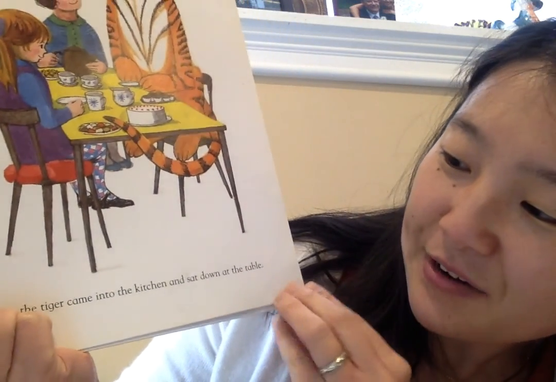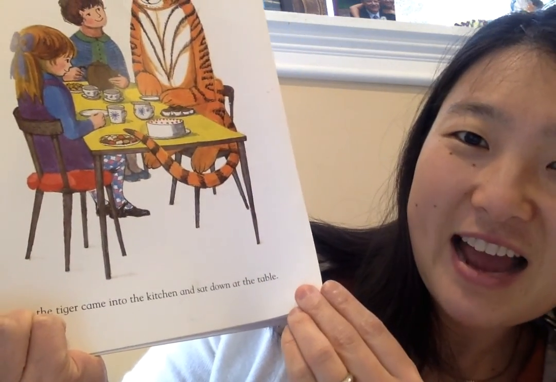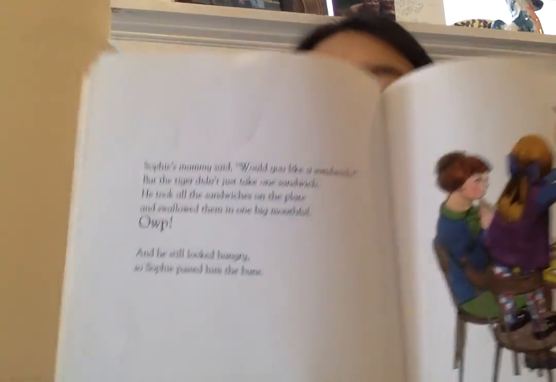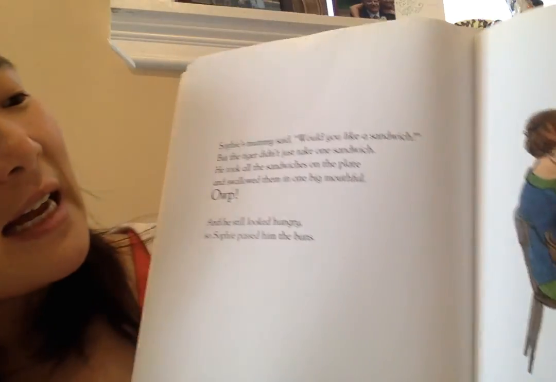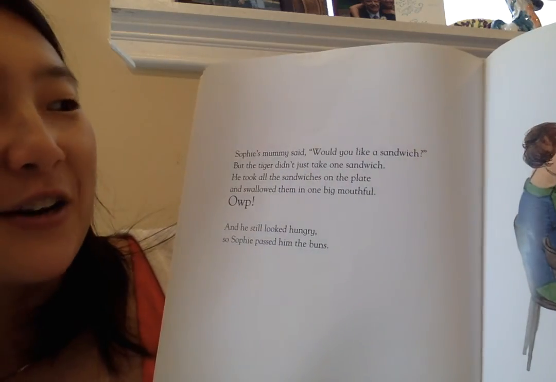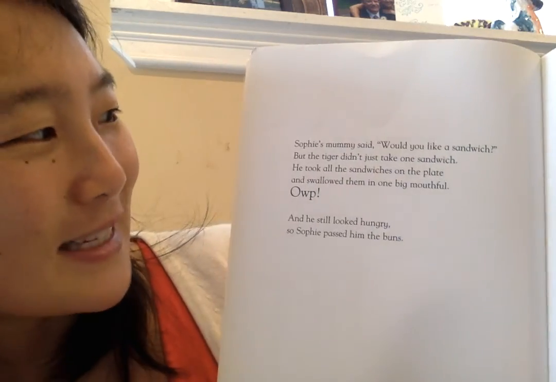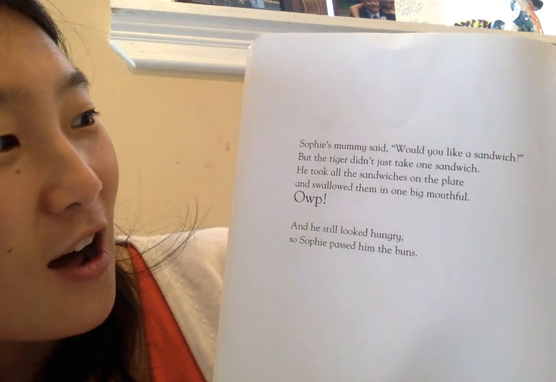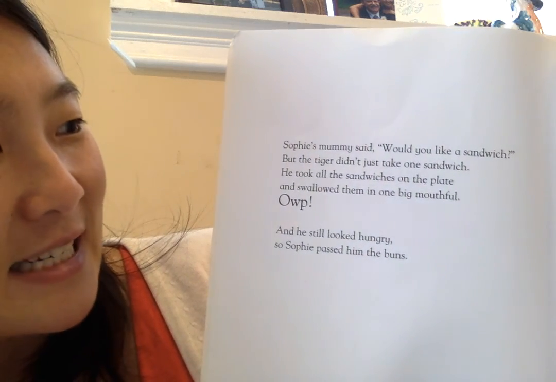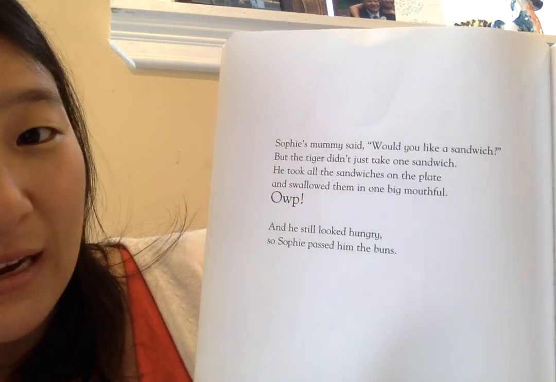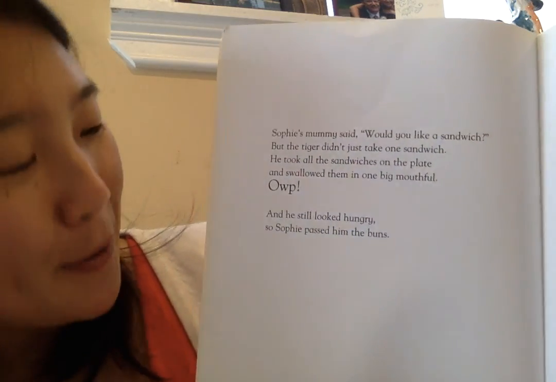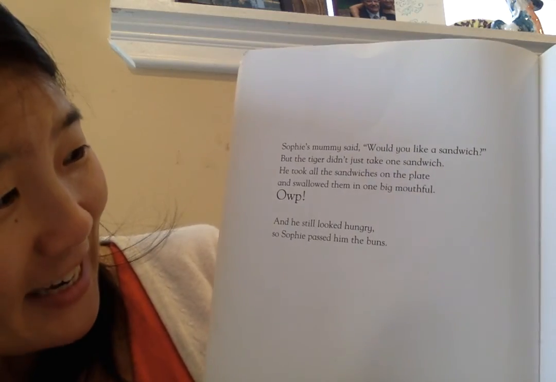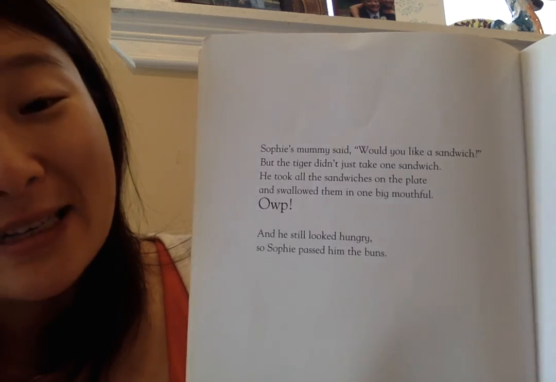So the tiger came into the kitchen and sat down at the table. Sophie's mommy said, "Would you like a sandwich?" But the tiger didn't take just one sandwich. He took all the sandwiches on the plate and swallowed them in one big mouthful. Oh! And he still looked hungry. So Sophie passed him the buns.